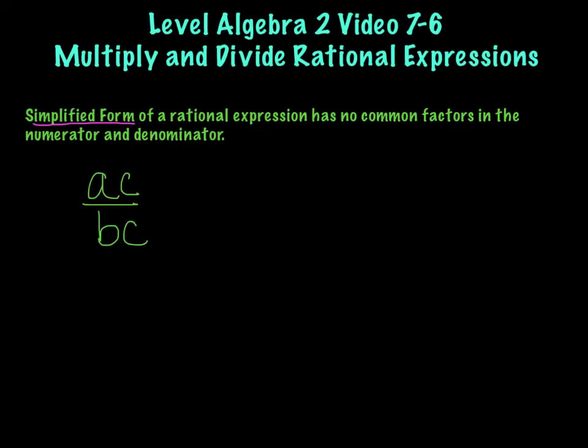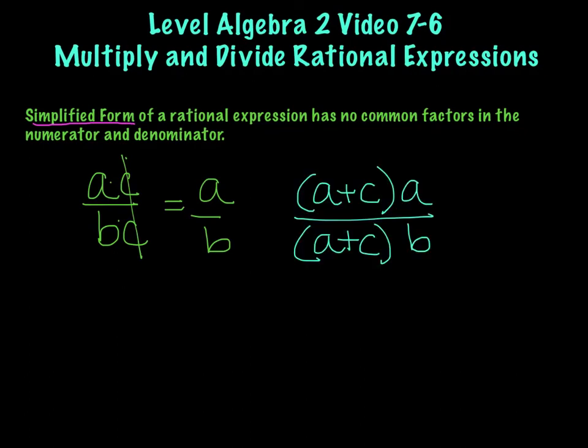For example, if I have AC over BC, we know that the C's can cancel out because this is multiplication. If I'm multiplying by C and dividing by C, these will cancel out and it equals A over B. So those are common factors that we can cancel out, just like when we were finding wholes before. If I had A plus C as a group times A over A plus C as a group times B, these groups are the same and I can cancel them out, and so that equals A over B.